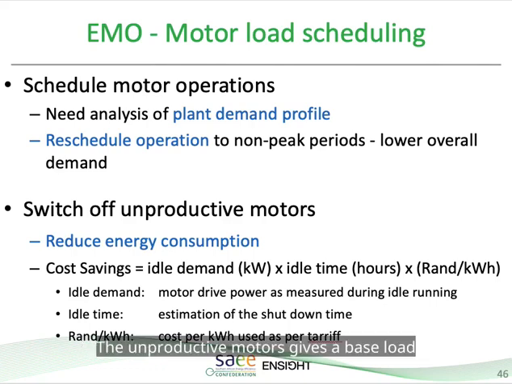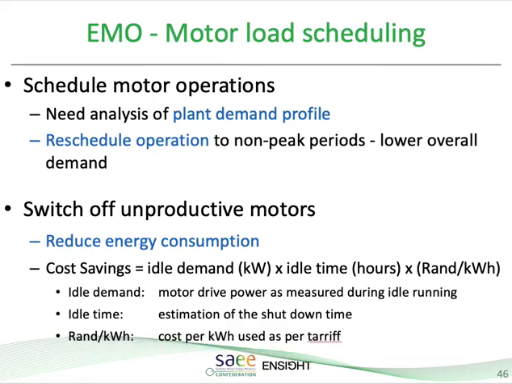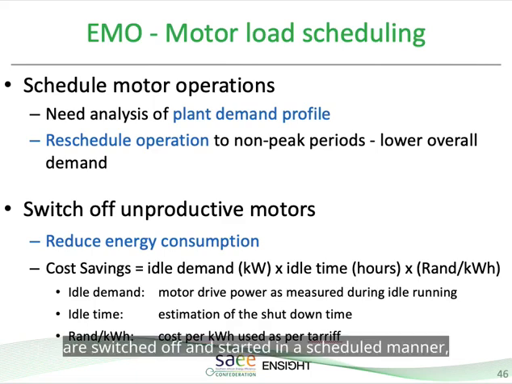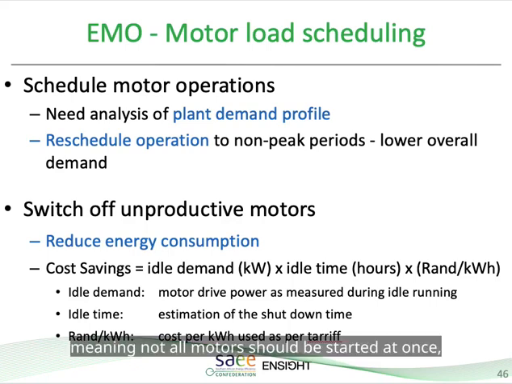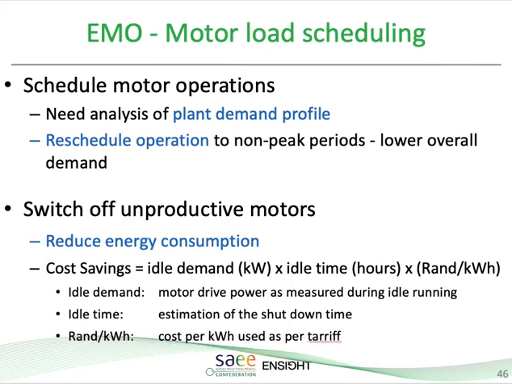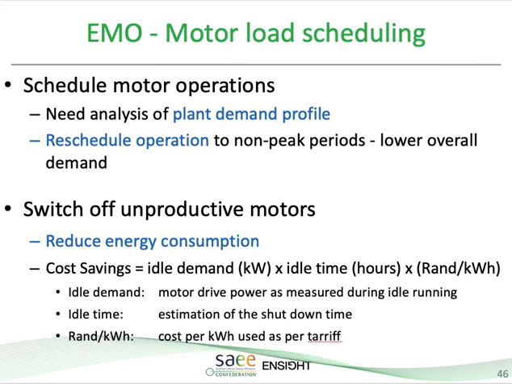The unproductive motors give a base load to kVA and kilowatts that's unneeded. So for example, if your base load was 10 and you start a motor, you might hit 15 kilowatts. If your base load was 5 and you start up a motor, you might only hit 10 kilowatts. It's very important to make sure that unproductive motors are switched off and started in a scheduled manner, meaning not all motors should be started at once. This also has an impact on the kilowatt hours usage.